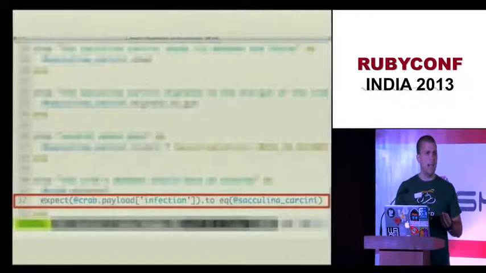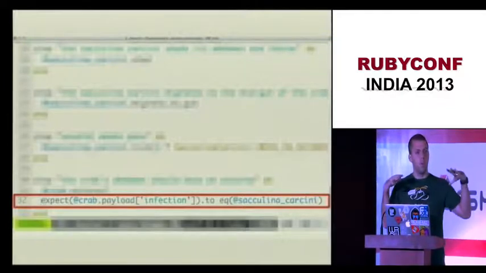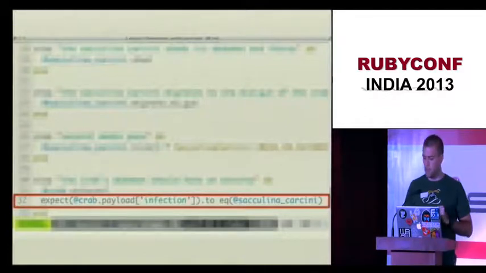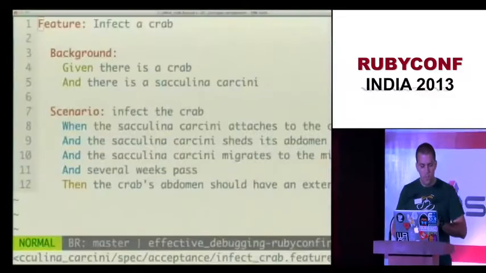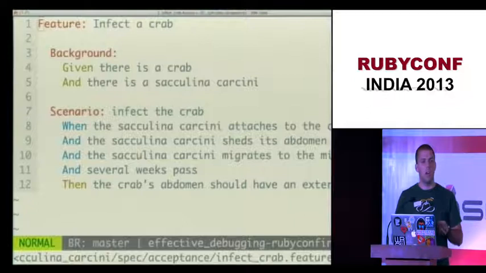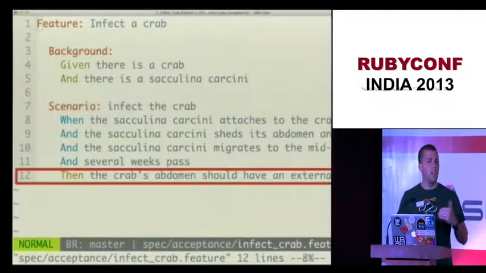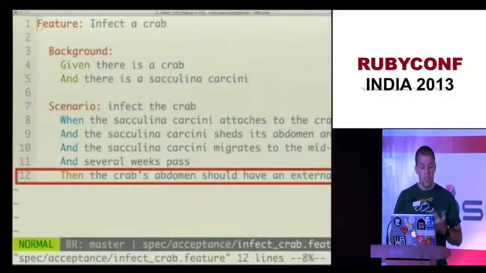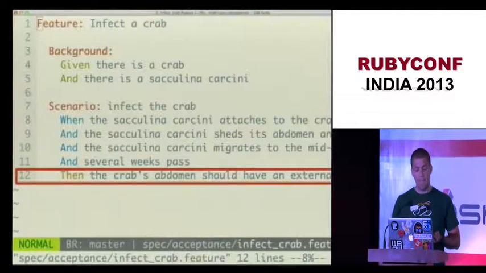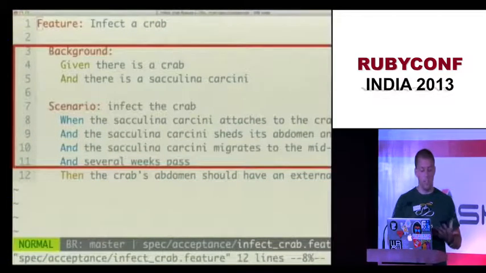So let's take a step back. We're going to step up one level of abstraction again and determine where we should look next. So here's the feature file again. We know the failure is on line 12. So we can determine that's where the symptom is. And we know the root cause is somewhere between lines 3 and 11. We don't know when the crab's payload, the infection value, should have been set, but we know it's somewhere between lines 3 and 11.